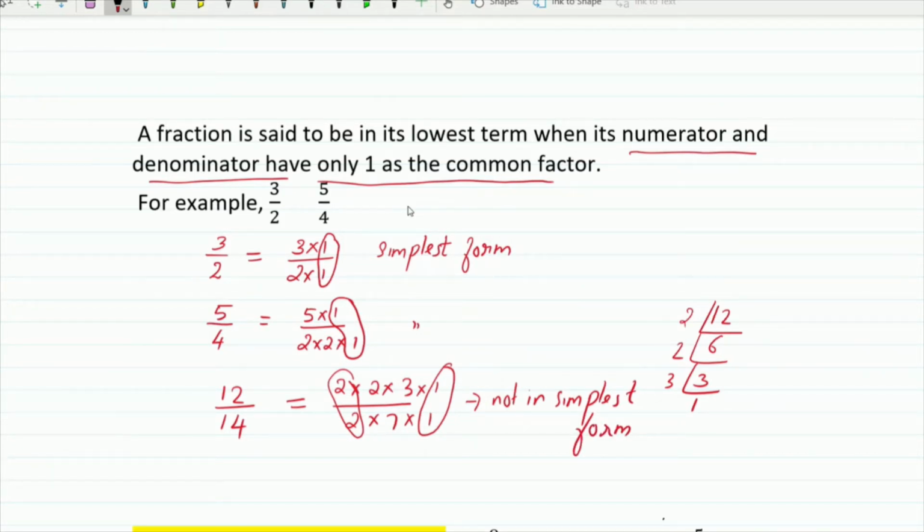How can we convert it into simplest form? The same numbers from numerator and denominator we can cancel, and what is left out we can multiply and write. Now the left out numbers in the numerator are 2 and 3. 2 into 3 is equal to 6, and 7 is in the denominator. So 6 by 7 is the simplest form of 12 by 14.